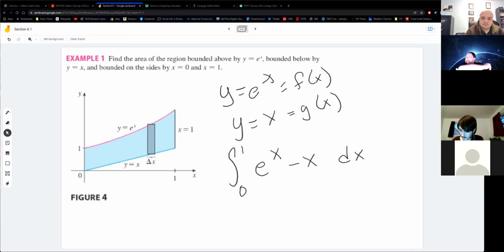Now let's just do the integral of it. What's the integral of e to the x? I might be getting this wrong. It's e to the x. Yep, the integral of e to the x is e to the x. And now the integral of x is? This is that review, the digging up of the old things. One half x squared? Yes, one half x squared.